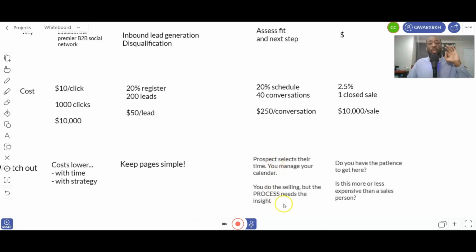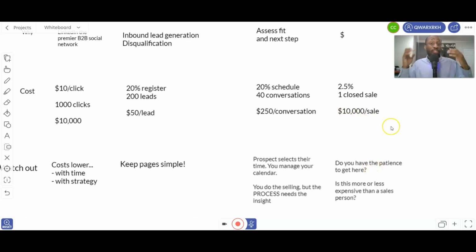Great. So on this call, you do the selling. You're the expert, right? So you're going to do the selling here. You're going to talk on the phone. But the process needs the insight. So it's not just talking on the phone. Did they buy? Yes. Did they buy? No. But there's a way you got to think about what conversation you just had so you can continue to improve this entire process.